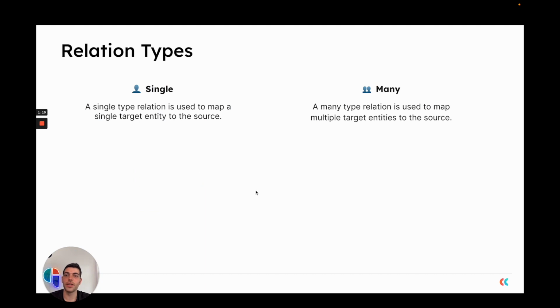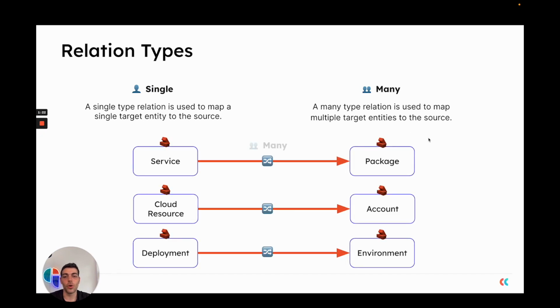Now, relations come in two distinct types. The first is a single type relation. A single type relation is used to map a single target entity to the source, while a many type relation is used to map multiple target entities to the source. If we look at our previous example, we can see that for the service blueprint, the relation to the packages blueprint is of many type because a single service can use multiple packages. But the cloud resource blueprint uses a single relation to the cloud account blueprint. That is because a cloud resource can only exist in a single cloud account.